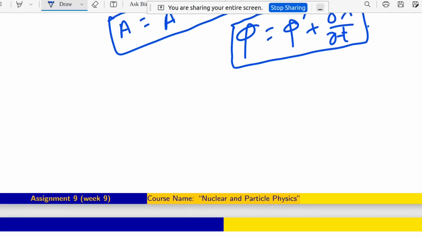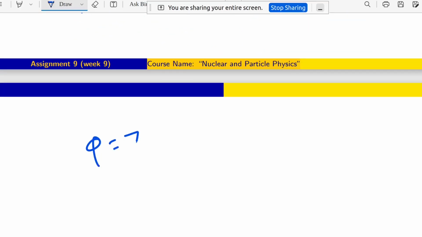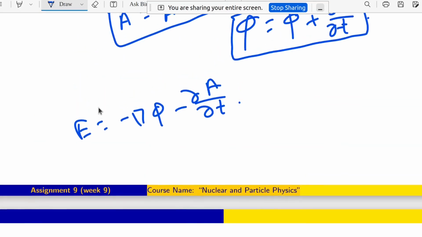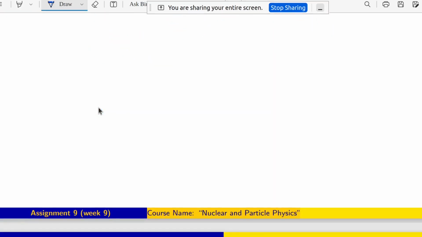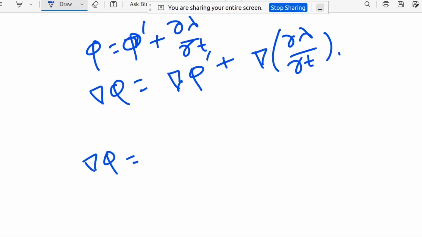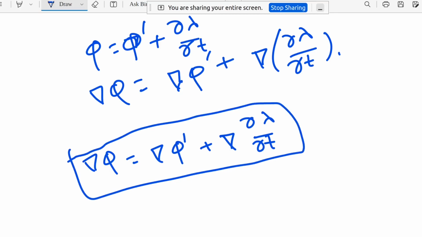Now what we will do is put that into the expression, minus grad phi minus del A del t. So let us calculate grad phi. Phi is phi prime plus del lambda del t, it is given here, right? So grad phi will be grad phi prime plus grad of del lambda del t. I am just writing here again this one, plus grad del lambda del t.